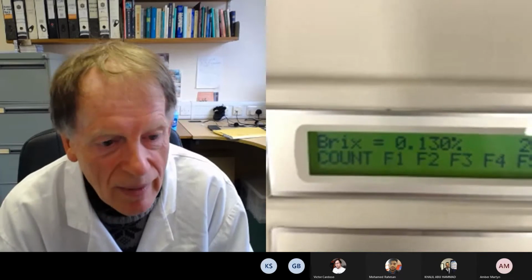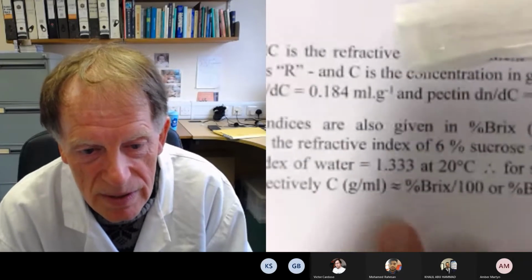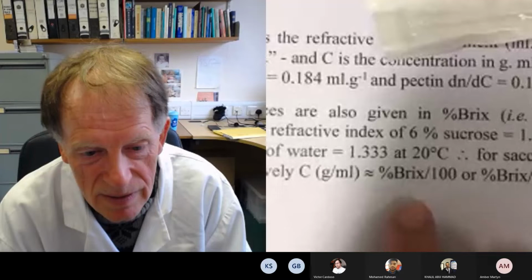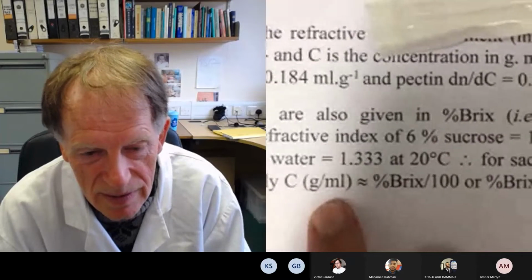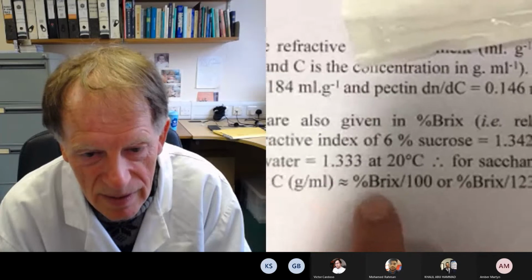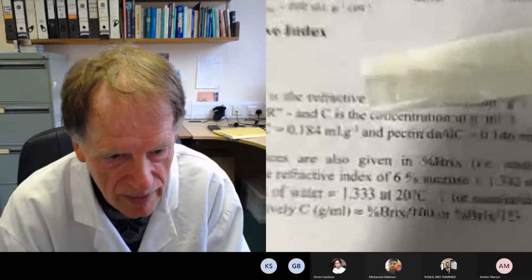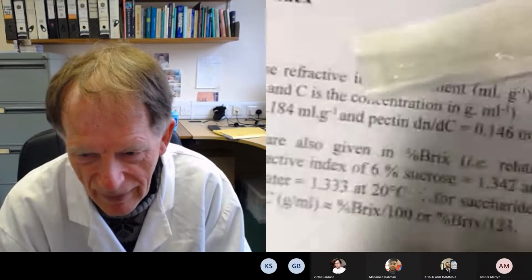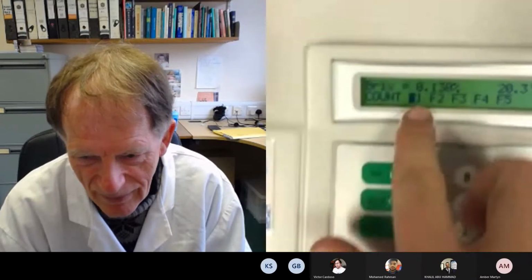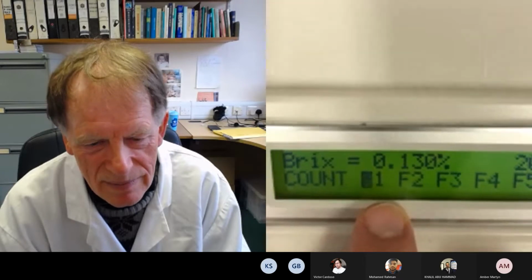Anyway, in this case we have a Brix value of 0.13, which according to this formula, if we roughly divide it by 100, we get a concentration in grams per mil, right? Yes. And if we want mg per mil, it's actually multiplied by 10. So it's 1.3 mg per mil. You multiply the Brix value by 10, not the mg per mil, not the gram per mil value. Yeah, of course. So you multiply the Brix value by 10, which is this one. Yes. And we get a value of 1.3 mg per mil.